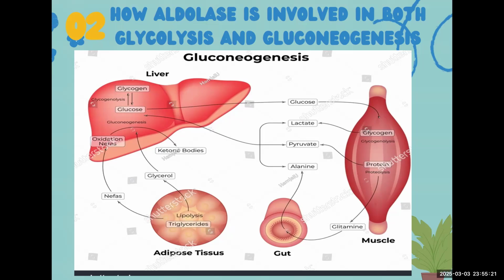The second point is how aldolase is involved in both processes. First of all, we need to know what aldolase is. Aldolase is the enzyme or protein that is involved in both processes and plays a central role in the interconversion of sugar molecules. But how does this happen?